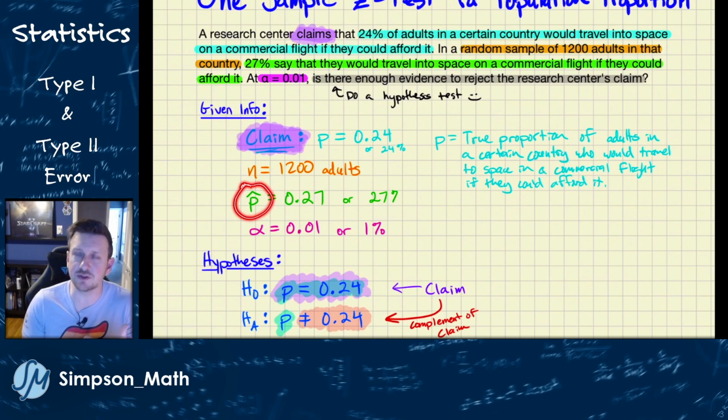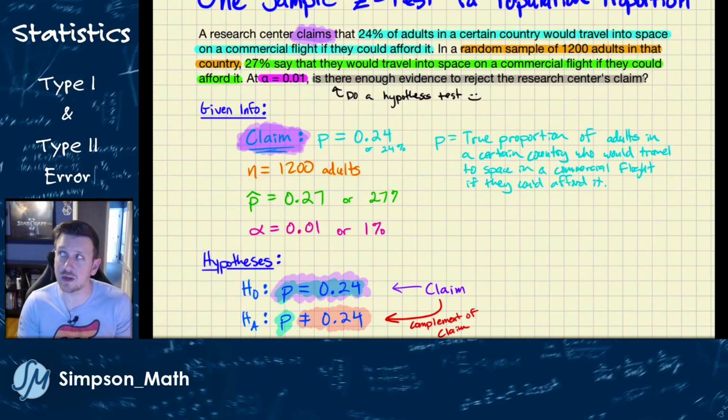this researcher claims 24% of all adults would agree to this, but when I took a sample, I found 27% said yes. Is that weird? It's 3% more than what I was expecting, but is that weird? That's the whole idea behind stats: this is what I saw, but this is what I was expecting. I didn't get what I was expecting. Is that weird? That's what this is evaluating.